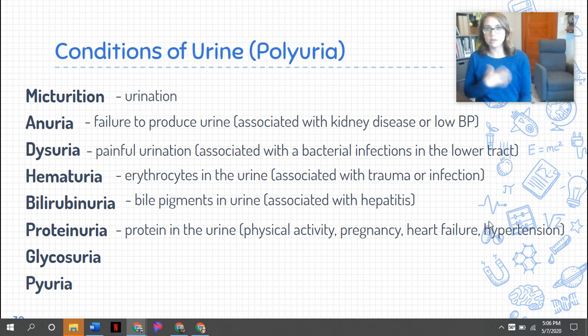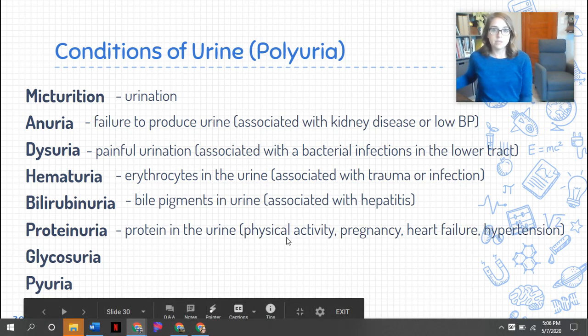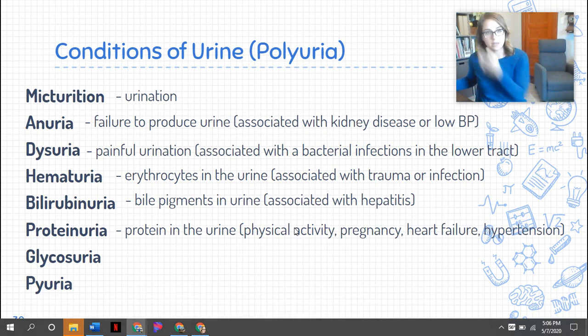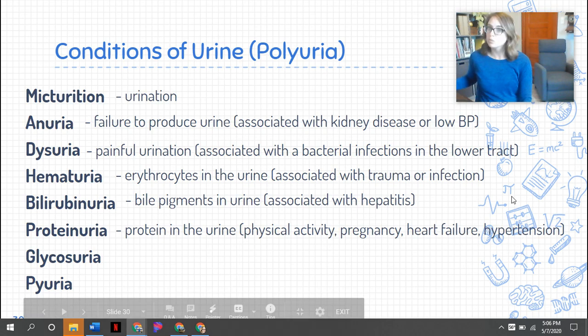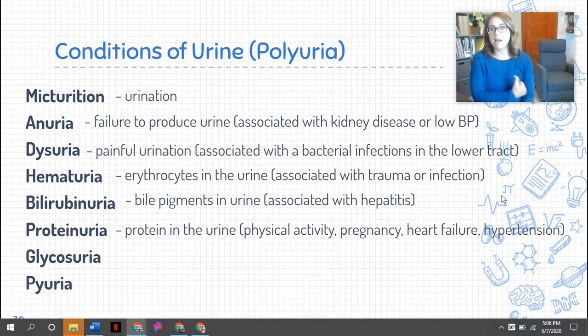If you feel great and you feel fine and your heart is working fine and your blood pressure is fine, maybe you're just being more active. And so that's why you're experiencing proteinuria. But hypertension, remember, is high blood pressure. And so issues with the heart. Basically that high pressure is forcing the protein out because it is so high.